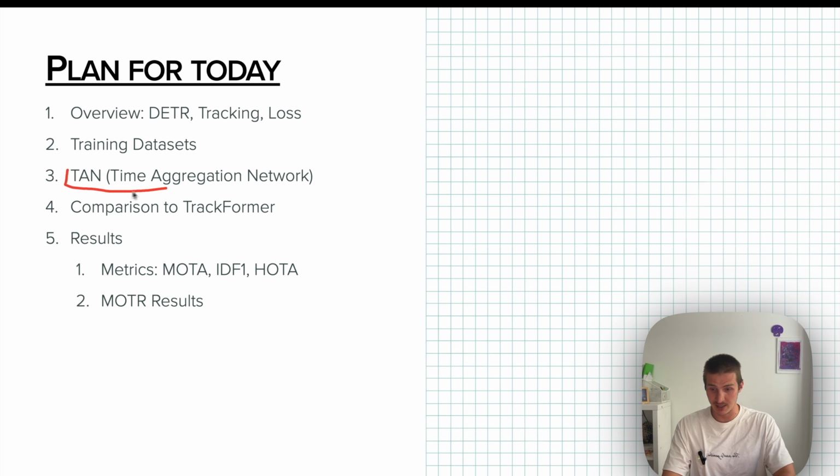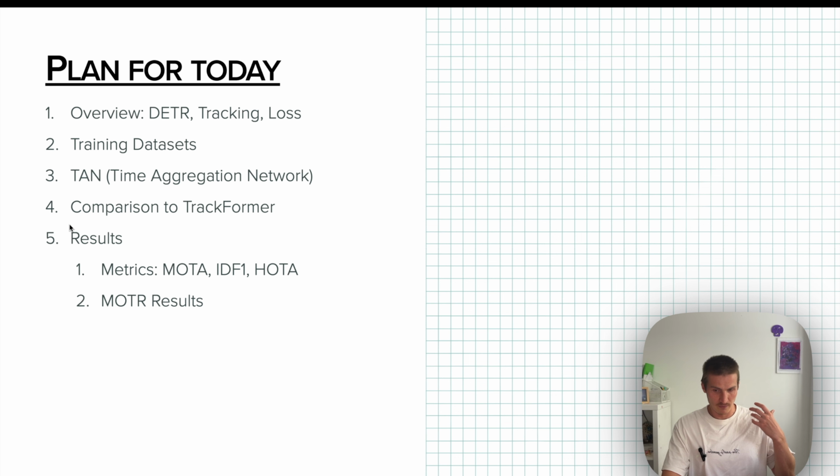Then we'll talk about the time aggregation network. So this is an extra layer that is responsible for carrying over the queries from frame to frame. Then we'll just basically go over all the differences of MOTR to TrackFormer once again. And then we'll talk about results.